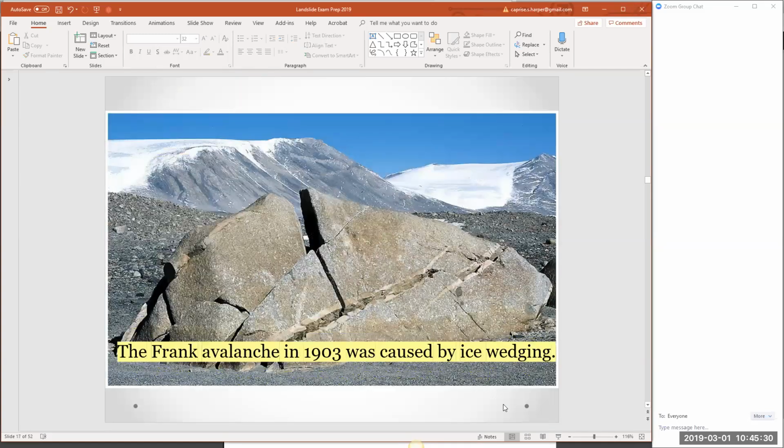Also, one of the case studies that you'll learn about is this is Canada, the Frank avalanche. It happened in 1903. And so its type of mass wasting is avalanche as well. But the other one was triggered by an earthquake, and then because it slid into a glacier that kind of just lubricated the massive slide, it moved unbelievably quickly. This one was caused by ice wedging. And where I live in Utah, this is the number one type of mechanical weathering we see.